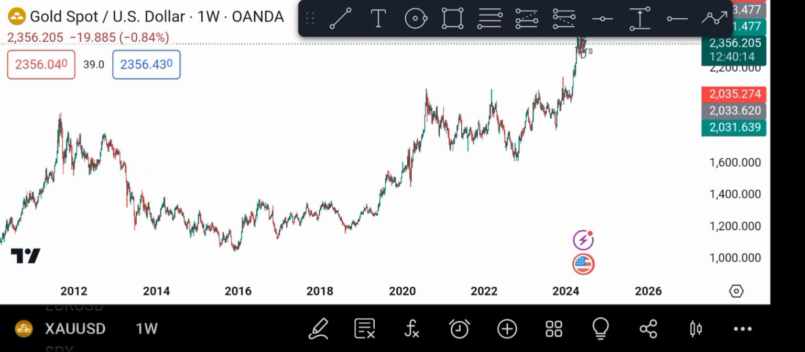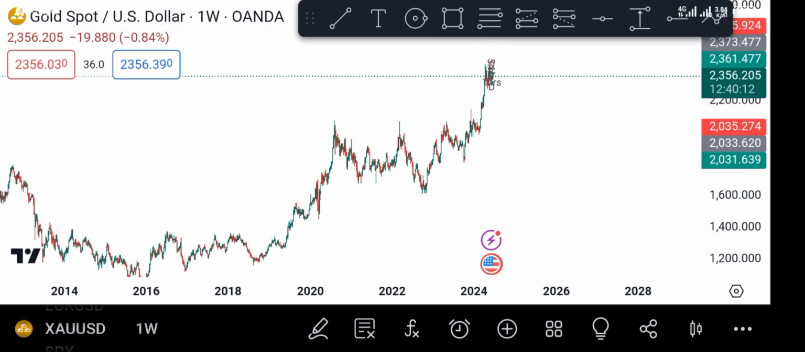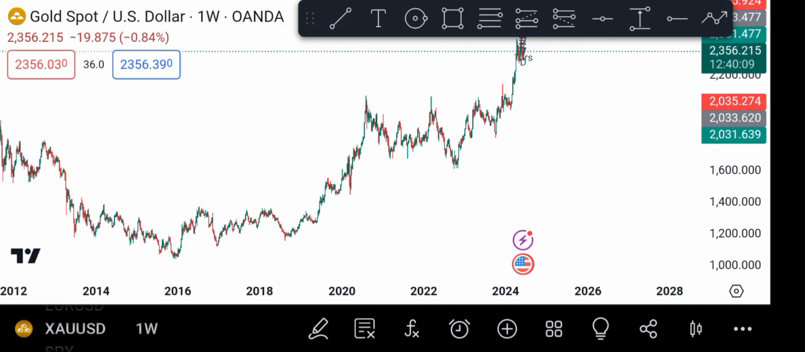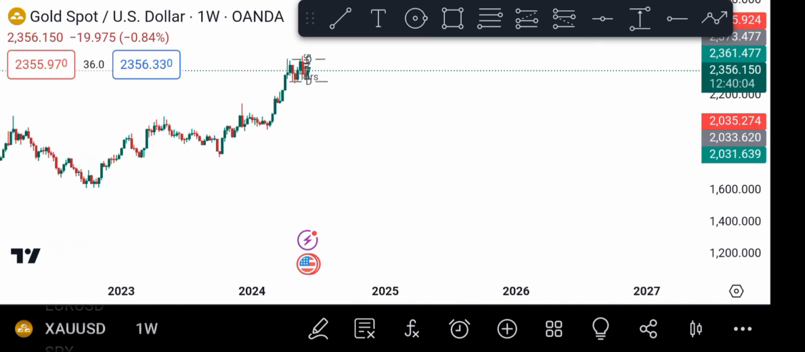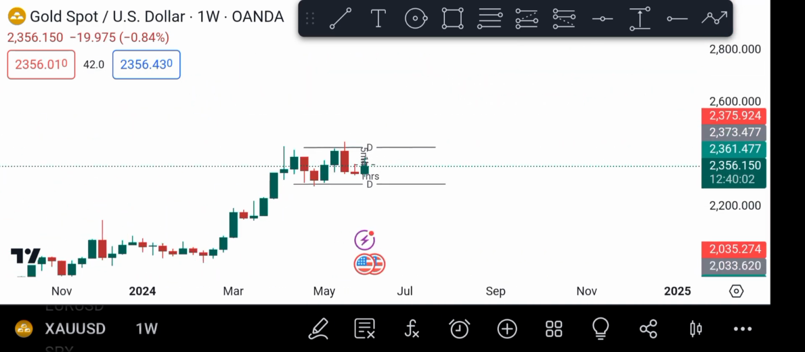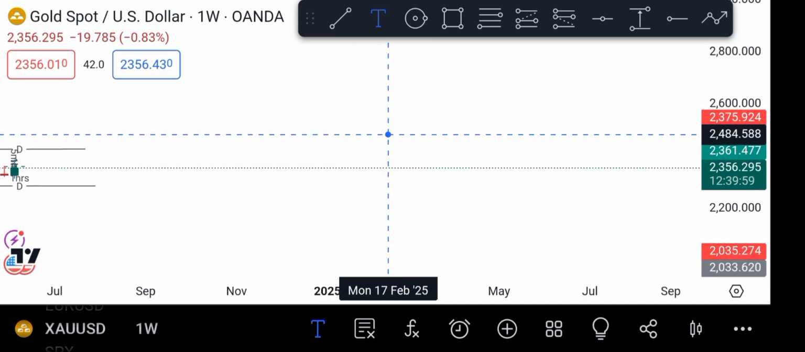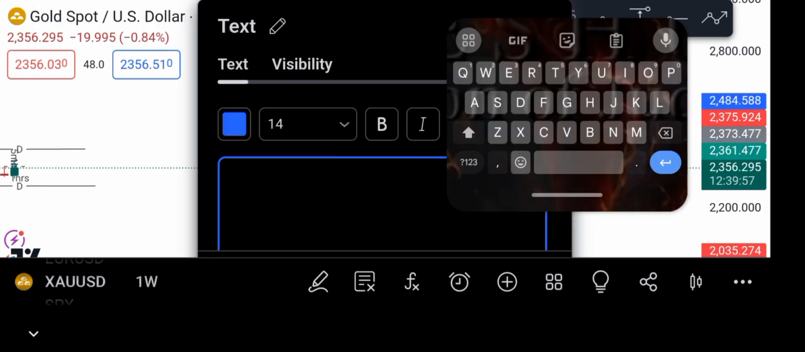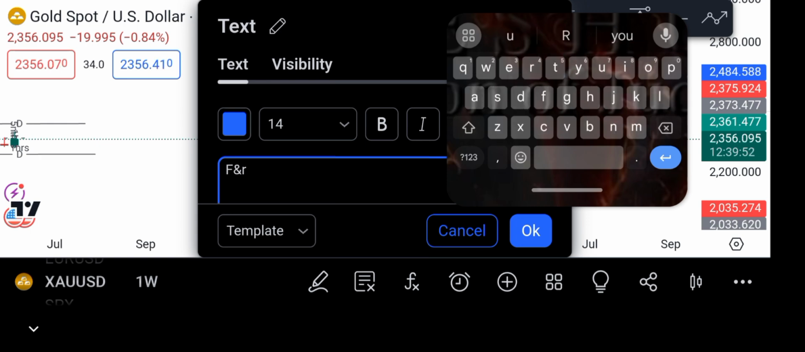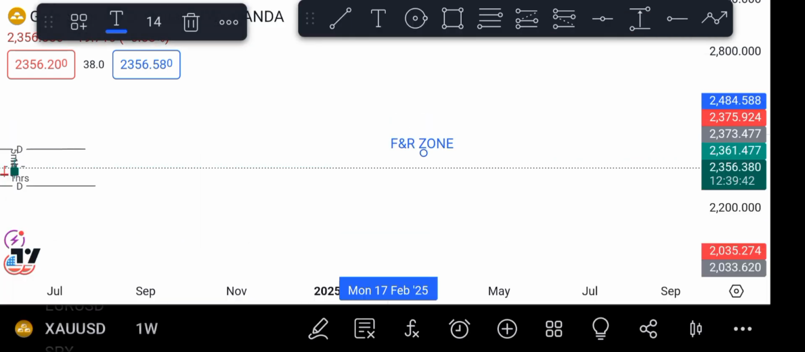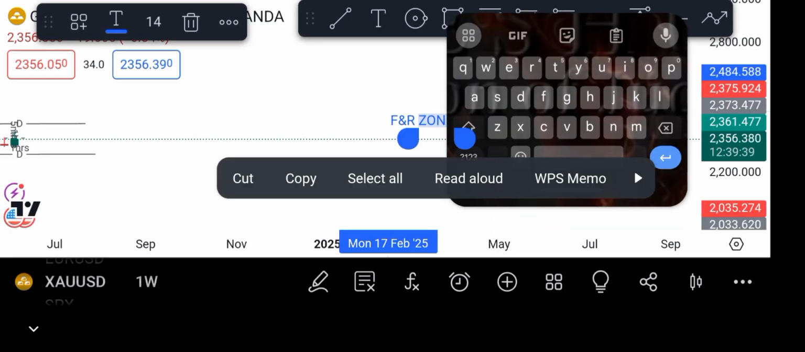Now we'll see, gold has been on a massive bullish run. You all can see that. But now I'm using a strategy called the F and R zone. Sorry, the F and R zone, yeah, that's the name. So I'm using the F and R zone.